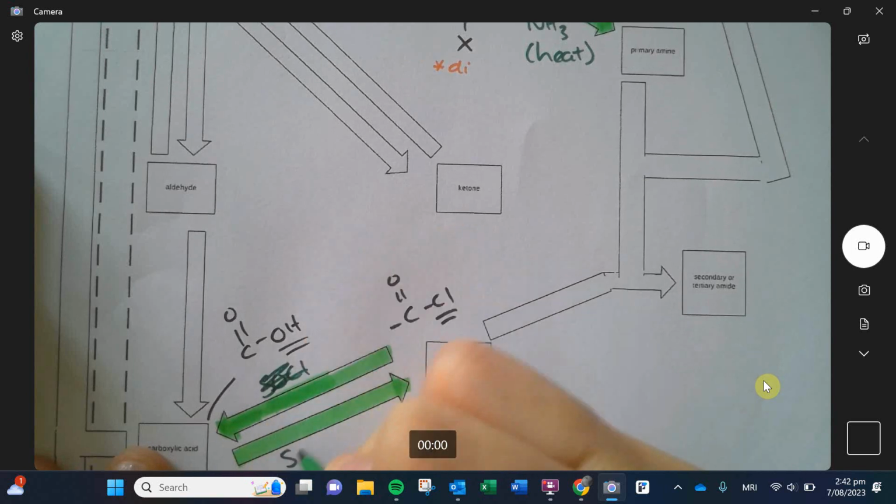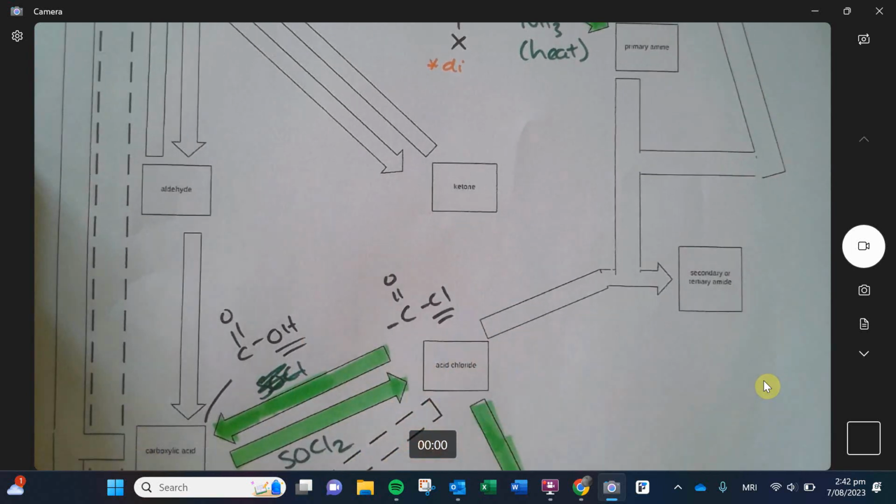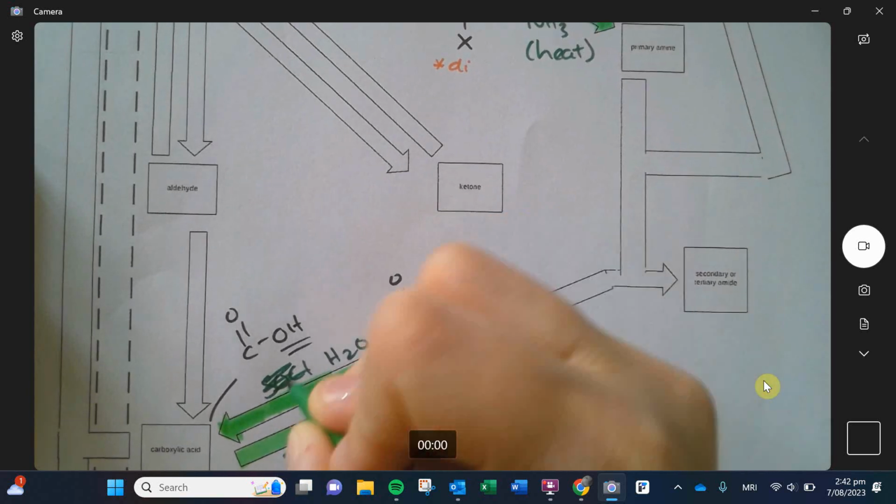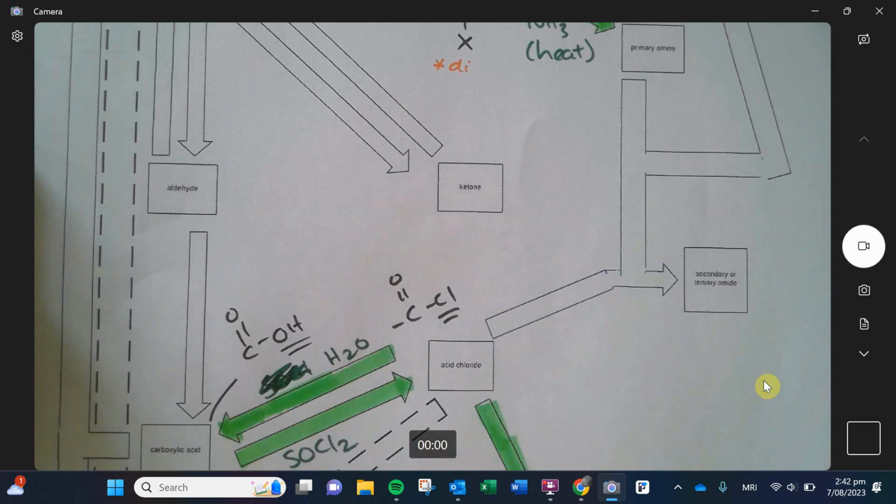Oopsie, putting in the wrong spot. And if I want to go from an acid chloride back to a carboxylic acid, I would just need water, which we talked about already in the identification test, because if you add water, it reacts quite violently, forming then the carboxylic acid.